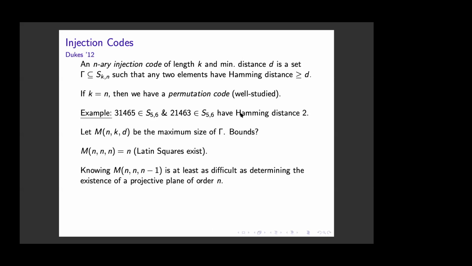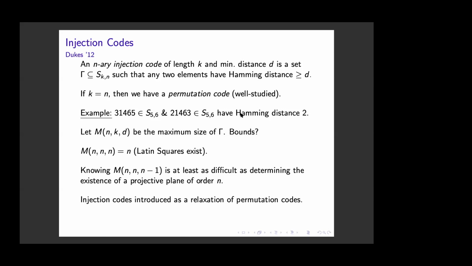And even if I change D to be one less, so N minus 1, then we start bumping against some really hard problems in finite geometry, like knowing whether or not a projective plane of order N exists. So permutation codes are a very difficult object to study. And so it was suggested by Peter Dukes that we should look at a relaxation of permutation codes, injection codes, as an intermediate level of difficulty.